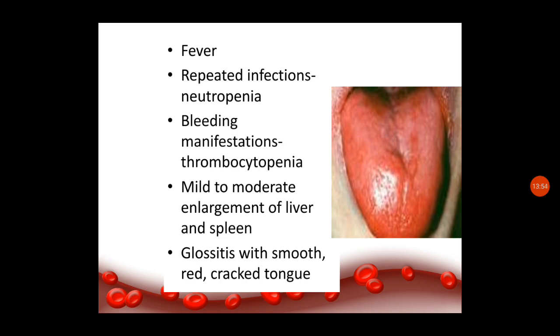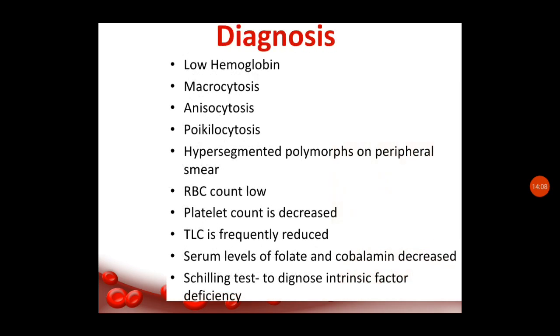In vitamin B12 deficiency, we can expect some amount of neurological involvement. So this is the way how we can differentiate these two conditions even in megaloblastic anemia itself. Okay. Next, we can see the diagnosis: low hemoglobin, macrocytosis, anisocytosis, and poikilocytosis. This is nothing but differences in size and shape.